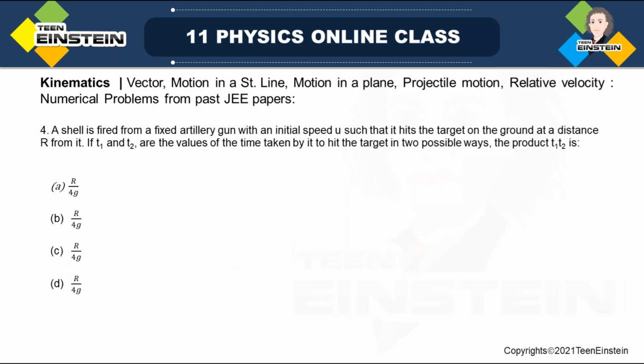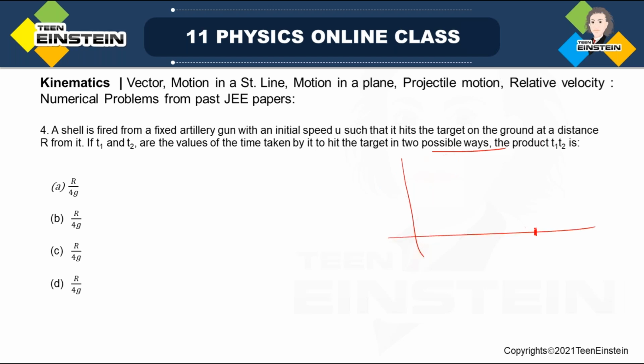Now we have another problem. This is also related to projectile motion. A shell is fired from a fixed artillery gun with an initial speed u, such that it hits the target on the ground at a distance r from it. If t1 and t2 are the values of the time taken by the bullets to hit the target in two possible ways, that means what?